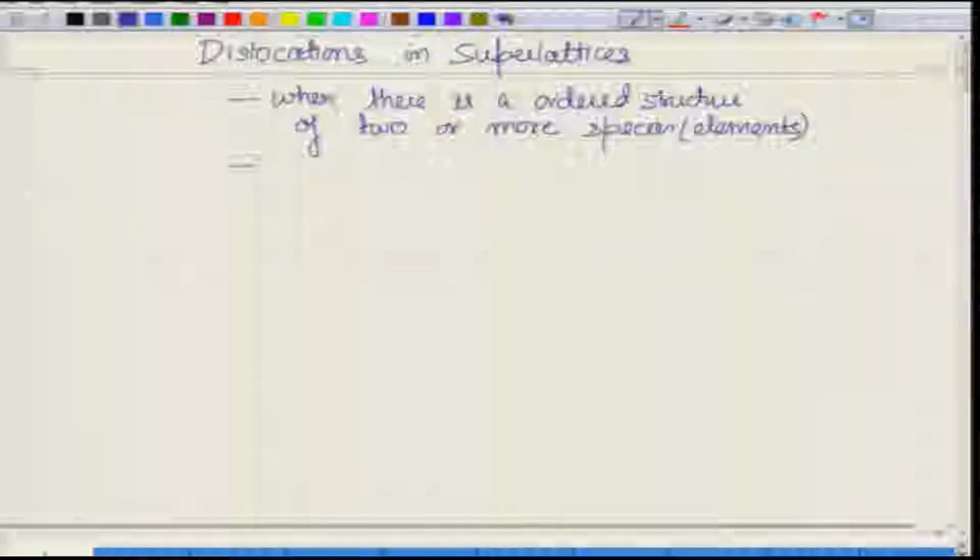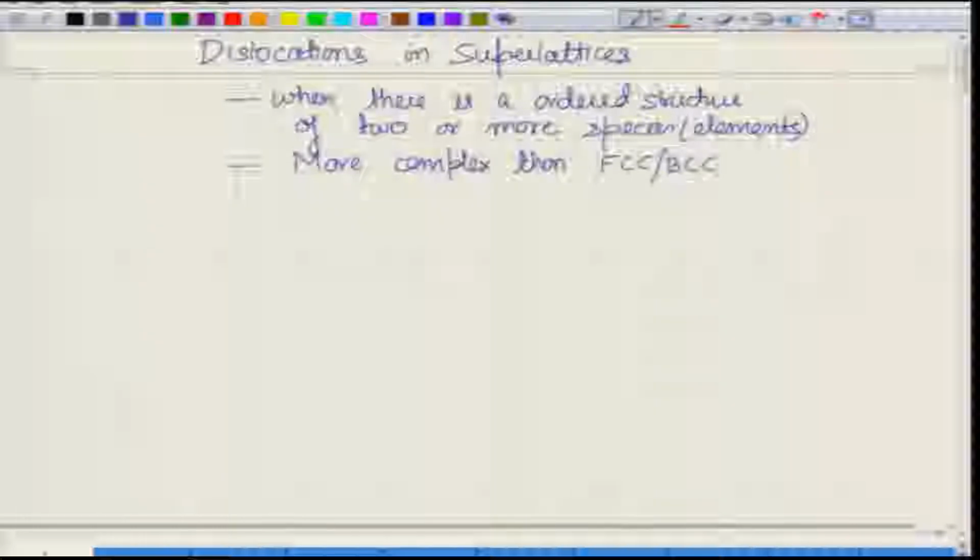Now, why is this different? Because now there are different positions assigned to different atoms, so it becomes more complex. But we have already seen a more complex system like ionic systems. So, it is not as complex as that, but it is more complex than simple systems like FCC, BCC, etc.